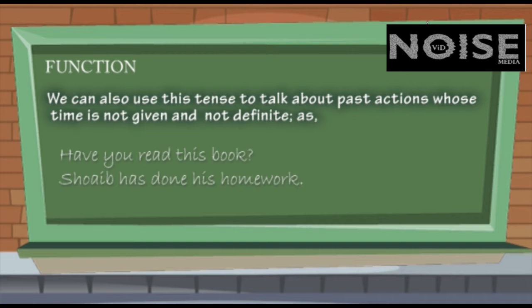We can also use this tense to talk about past actions whose time is not given and not definite. For example, have you read this book? Here we are not basically concerned with the time. We are concerned with the action of reading the book. We are asking somebody, have you read this book? And Shoaib has done his homework.